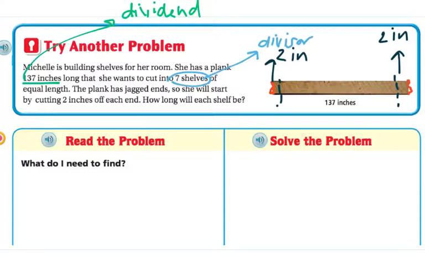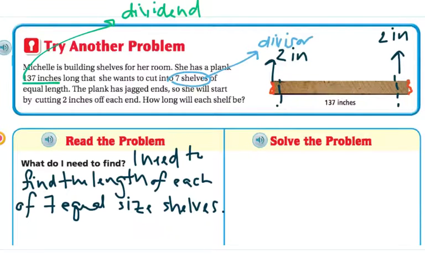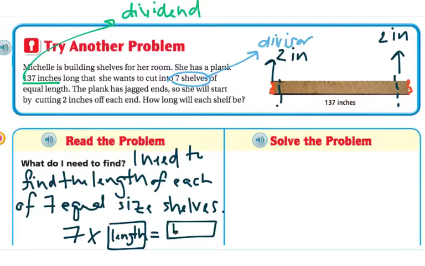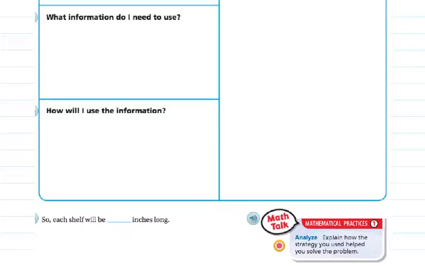So it says, read the problem. What do I need to find? I need to find the length of each of 7 equal-sized shelves. And if you think about this, boys and girls, it's going to be the 7 shelves, and what we're going to figure out is the length. We don't know that right now. But what that's going to total is the larger plank that she's making the shelves from. However, before we go into this, she's going to have to do some cutting, because remember, we can't forget, there are not smooth edges here.